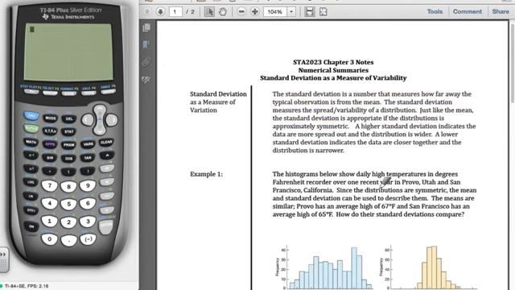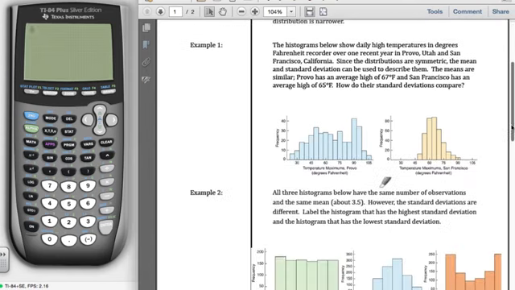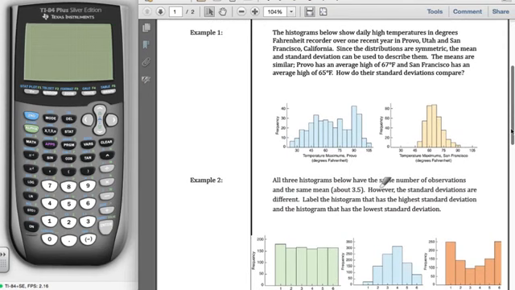So to put this into a context, let's look at example 1 here. It says these two histograms below show daily high temperatures in degrees Fahrenheit recorded over one recent year in Provo, Utah on the left and San Francisco, California on the right. Since these distributions are approximately symmetric, they're not skewed one way or the other really, the mean and standard deviation can be used to describe them. The means are similar. The average temperatures in these two cities are close.